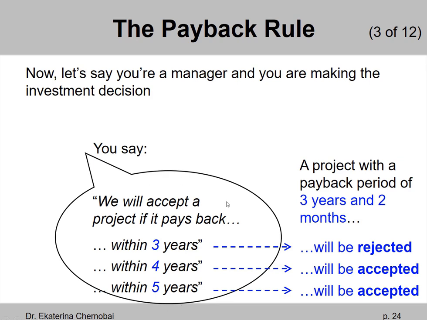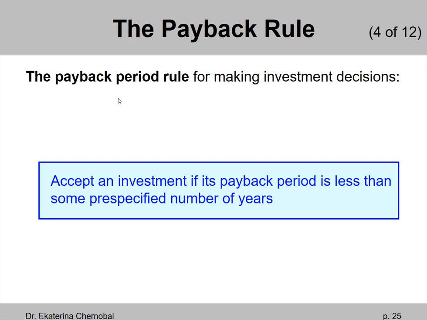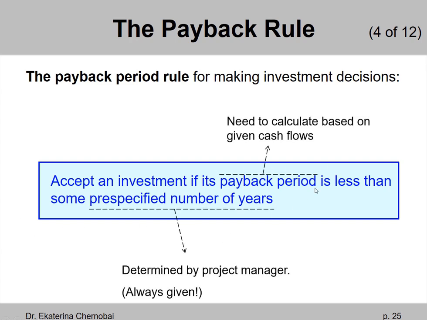So this cutoff is always something that needs to be given in order to use the payback rule. You're given this cutoff, this sort of limit, right? The number of years that you feel should be reasonable to wait until you get your money back. This takes us to the payback period rule for making investment decisions. Accept an investment if its payback period is less than some pre-specified number of years. This is the textbook's definition. So the payback period is what you need to calculate based on the cash flows that are given. The so-called pre-specified number of years is what you then need to compare it against. That's determined by the project manager. This is the number that's always given. That's sort of the limit, the maximum that we are willing to wait. So if you're within that maximum, then the project should be accepted.